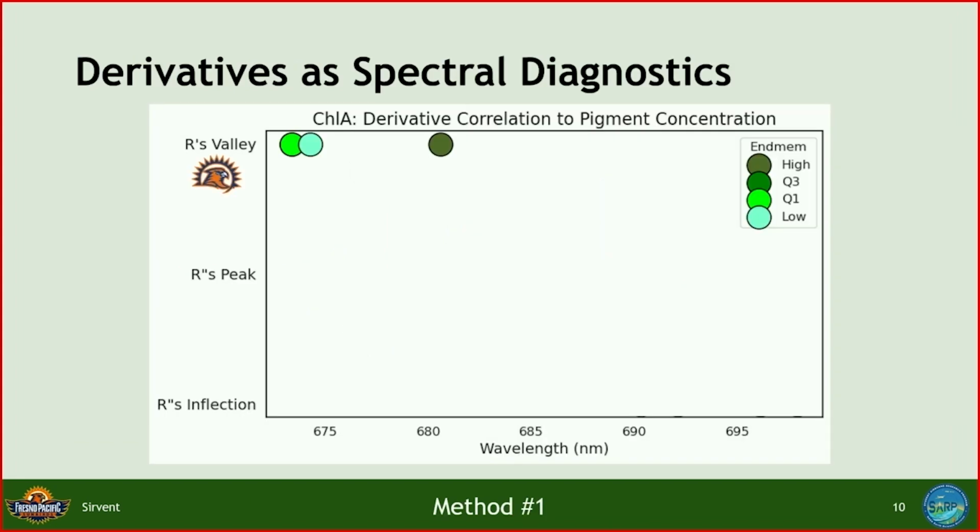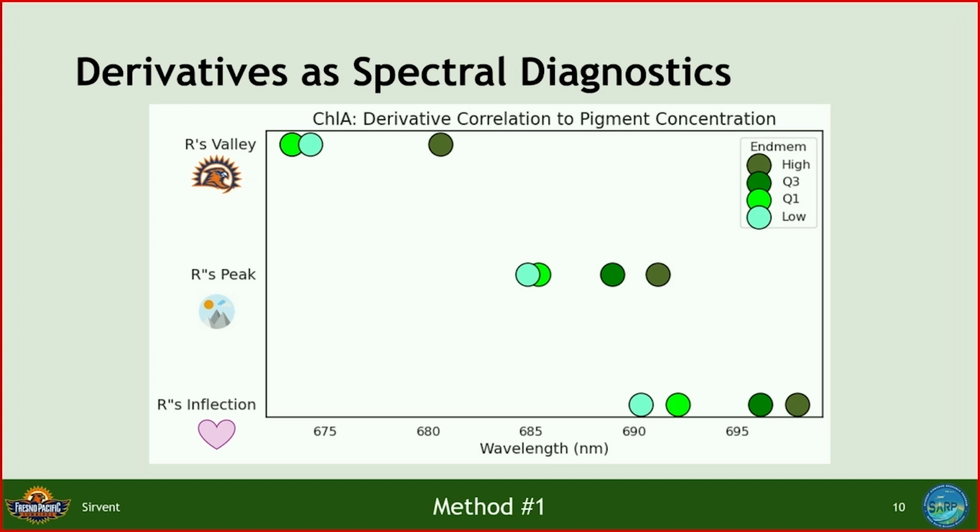And so this is a distribution of the low chlorophyll A concentrations to the high chlorophyll A concentrations, and where that valley was in terms of nanometers. If you look here, it's not very intuitive. You wouldn't want to see the first quartile before the low end member, whereas the peak is a little more intuitive. You have this nice distribution with low on the far left and high on the far right. If we look at the inflection, though, this is really, really nice. This is exactly what you want to see, a perfect distribution from low to high concentration.